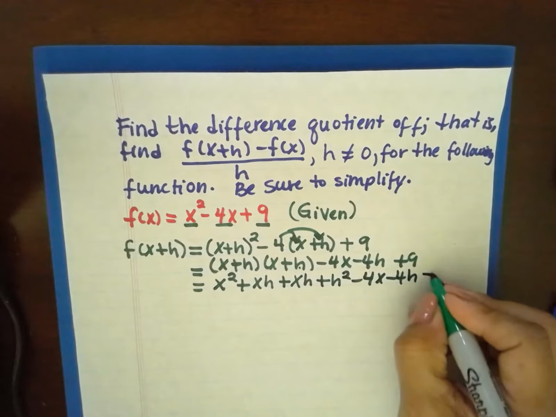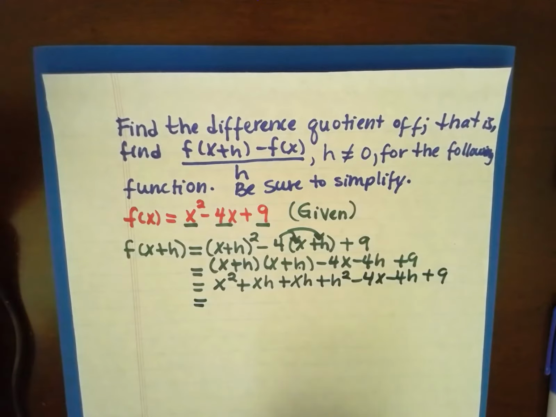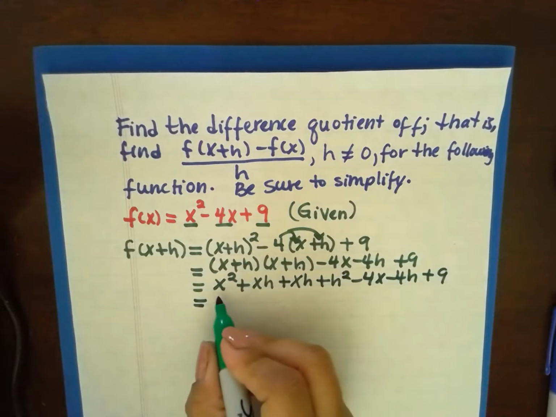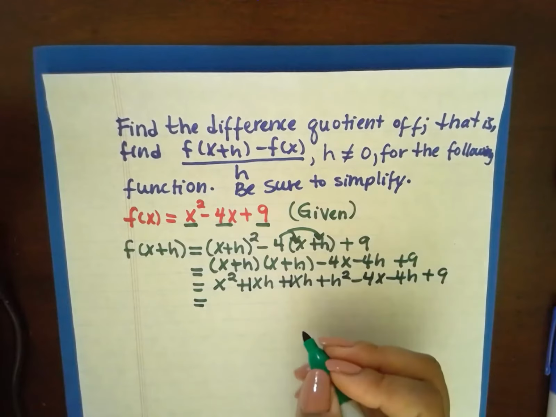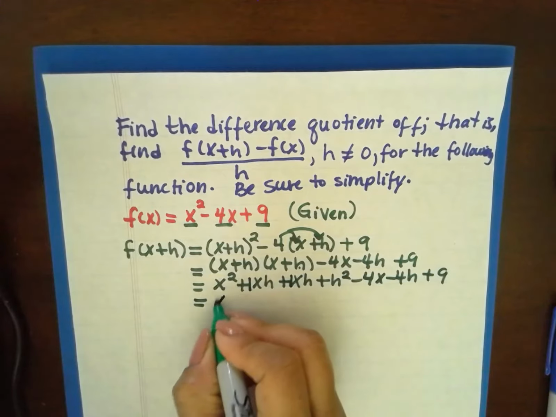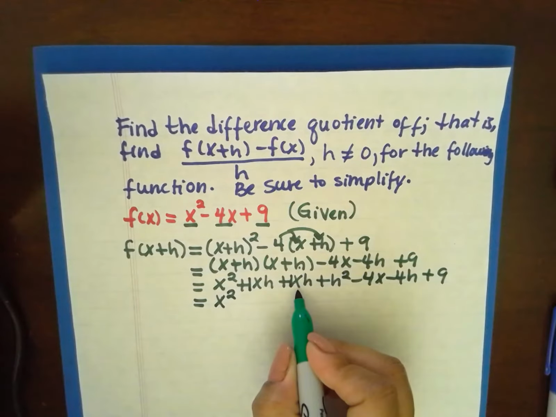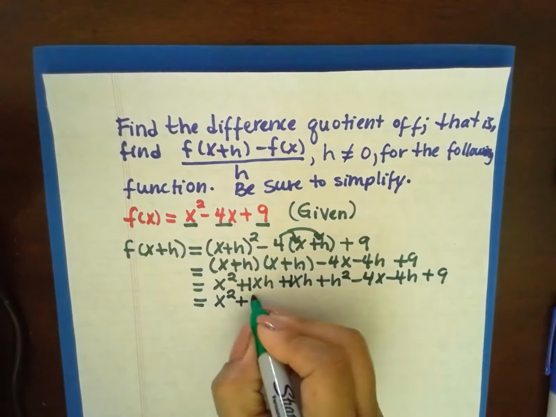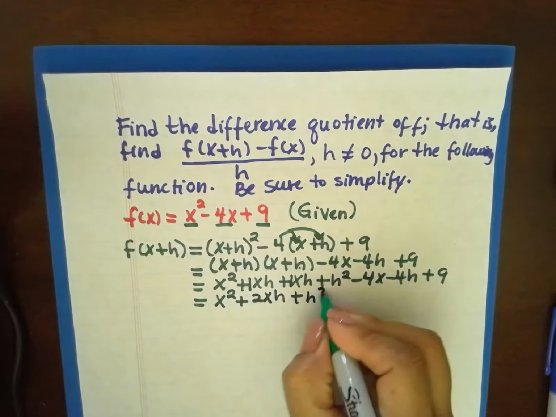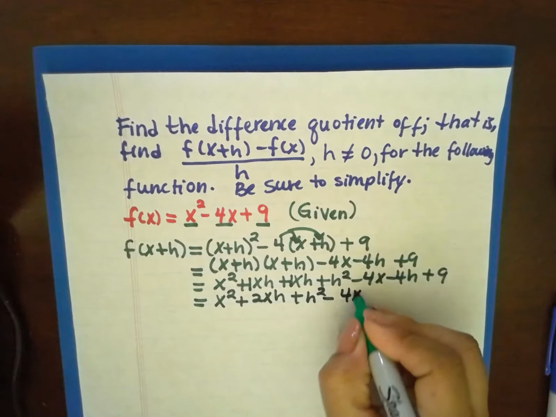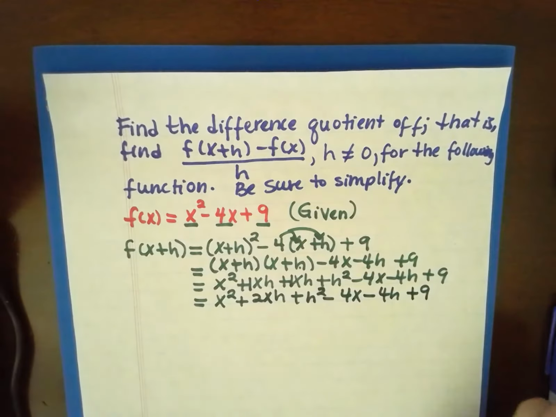So now we're going to simplify this function before we proceed with the difference quotient. So we collect like terms. Remember that there is an implied coefficient of 1. So this is going to be x squared, plus xh plus xh. That will give you 2 of those terms, 2xh plus h squared minus 4x minus 4h plus 9.